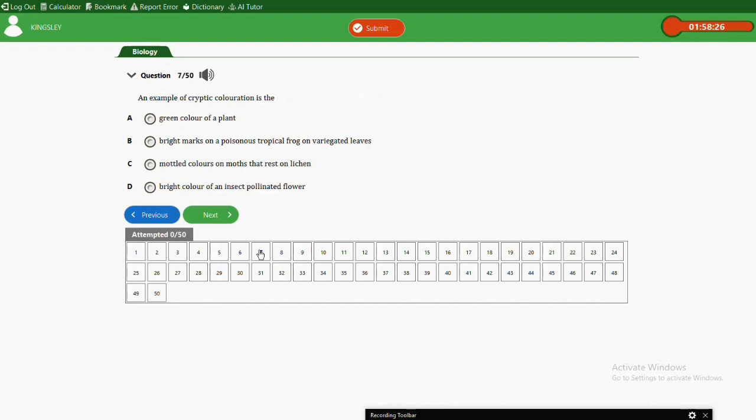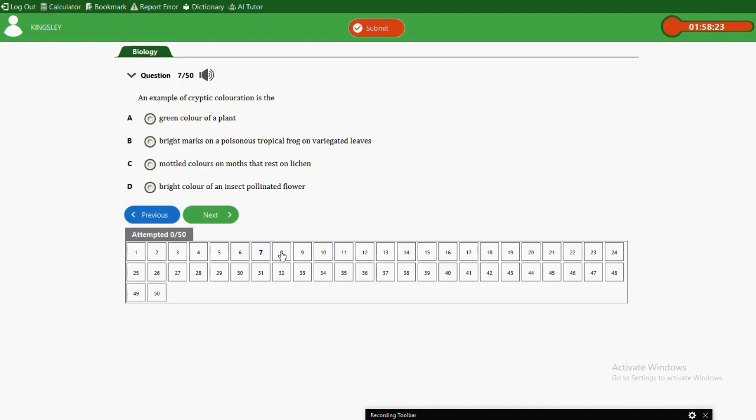The next question says, an example of cryptic coloration is the dash. A, green color of a plant. B, bright marks on a poisonous tropical frog on variegated leaves. C, mottled colors on moths that rest on lichens. And then D, bright color of an insect pollinated flower. So the correct option here again is option C. So guys, you need to also know that cryptic coloration is nothing but camouflage.